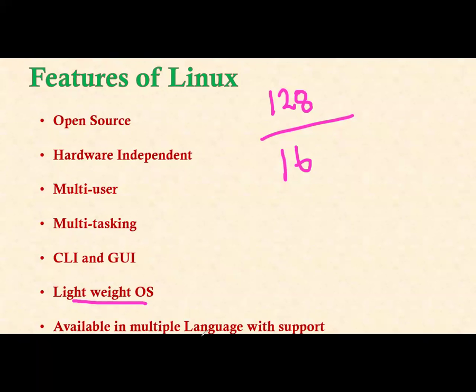So we have already saved some money. Now we are talking about tens and hundreds and thousands of servers. Just imagine on 300 servers, instead of taking 128 GB RAM, you have just taken 16 GB RAM. How much money you can save for the company, isn't it? So lightweight operating system means it can run on the least hardware also.